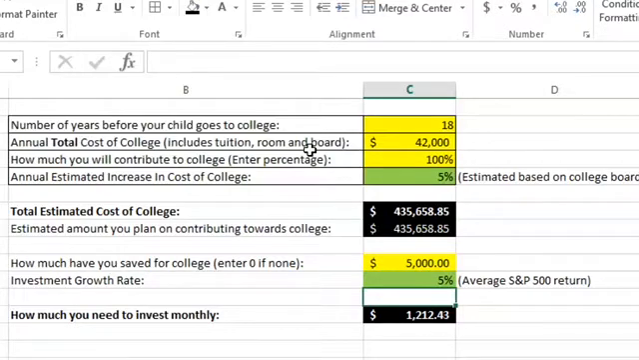Okay, the lesser you get from a return or growth rate perspective, the more you're going to need to contribute. That obviously makes sense, right? And of course, if you think you're going to generate a 10% return, it's going to substantially drop this amount further. So that's how this spreadsheet works.